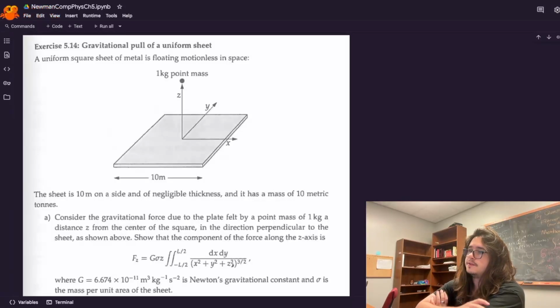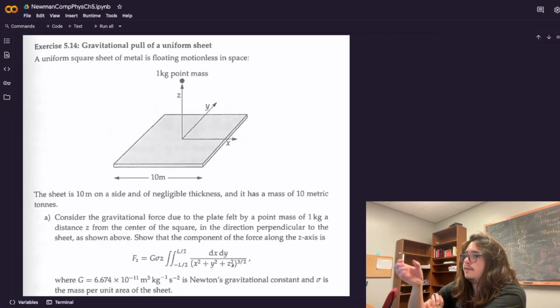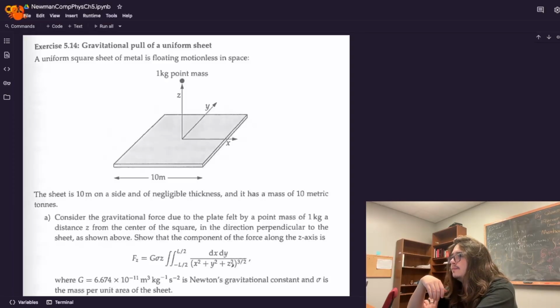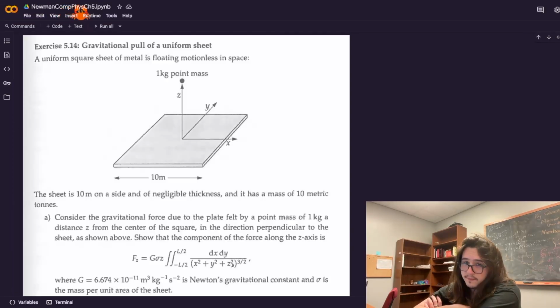Alright, silly people, here's the situation. This time we have a 1 kilogram point mass that is hovering above a sheet of metal of uniform mass density. We are going to calculate the gravitational force in the z direction on the point mass due to the sheet.